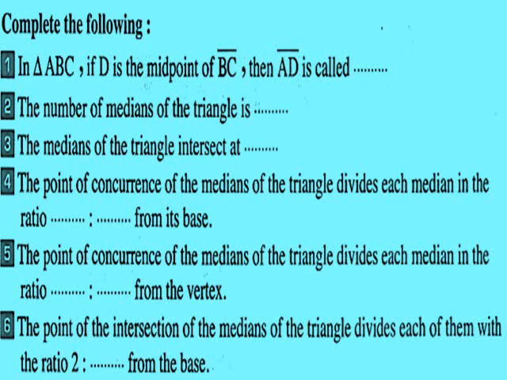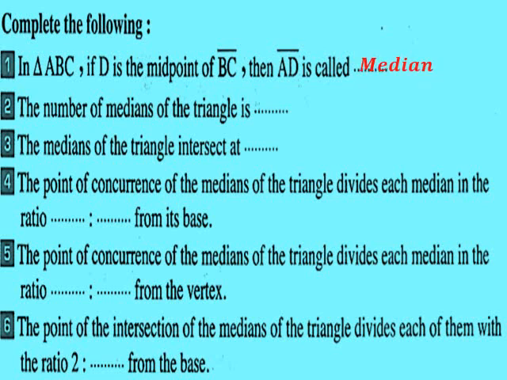The point of concurrency of medians of a triangle divides each median into the ratio 2 to 1 from the vertex. Number 6. The point of intersection of medians of a triangle divides each of them with a ratio from the base. From the base it's 1 to 2. But here it starts with 2. I said that before: the first one is 1 and the second will be 2. If the first one is 2, what about the second? It becomes 4.